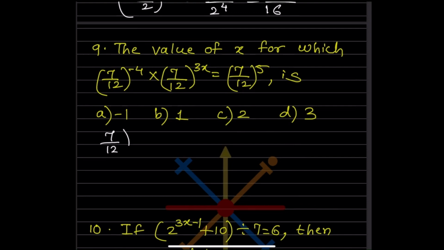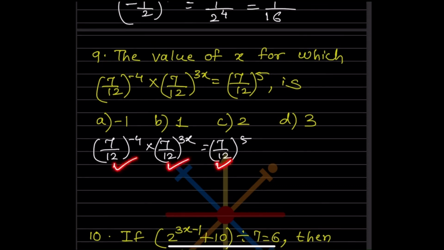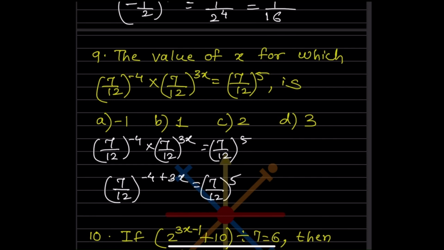7 by 12 raised to minus 4 into 7 by 12 raised to 3x is 7 by 12 raised to 5. So now what you can do here, we can see everywhere the base is the same. So you are going to write it once because you know a raised to m into a raised to n is a raised to m plus n. So what are you going to do? You will write the base once and the exponents you are going to add. So the right hand side, let us keep the same. Now we can see again, the left and the right hand side, the base is the same. If the bases are same, that means the exponents are going to be the same.